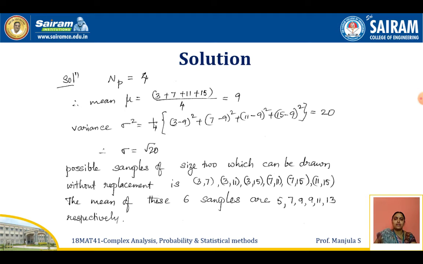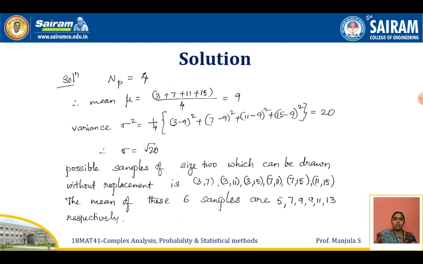Sigma square is 1 by N, that is 1 by 4, times (3 minus 9) whole square plus (7 minus 9) whole square plus (11 minus 9) whole square plus (15 minus 9) whole square. Here 9 is the mu value. For each value take the difference, square it, and add. Divided by 4, we get the variance sigma square equals 20. Therefore the standard deviation is square root of 20. Now we have the mean and standard deviation of the population, 9 and square root of 20. So one part is done.